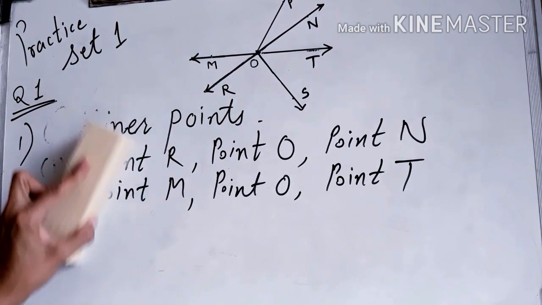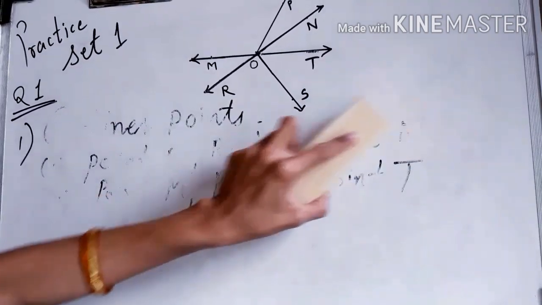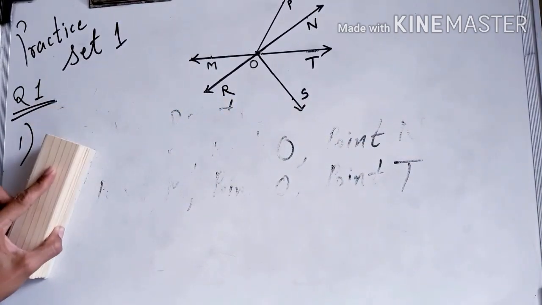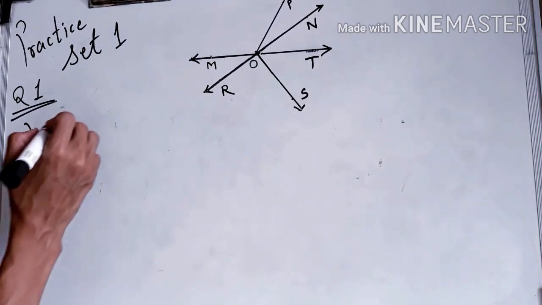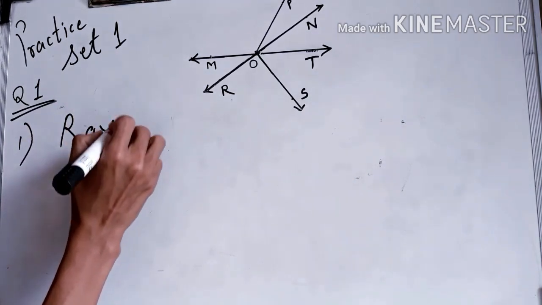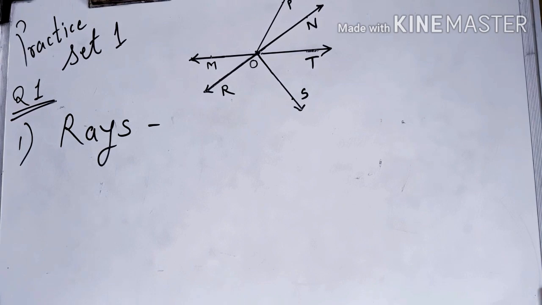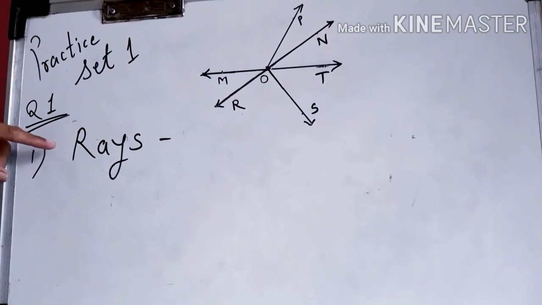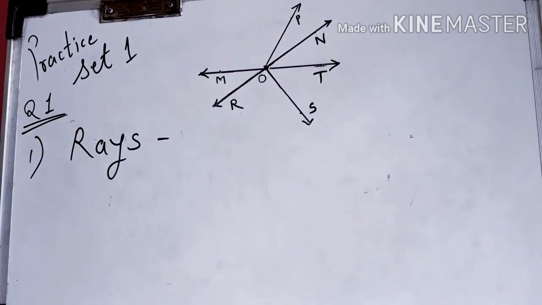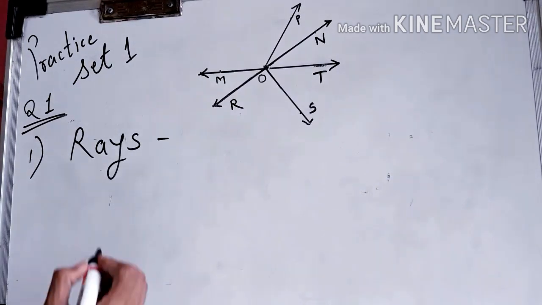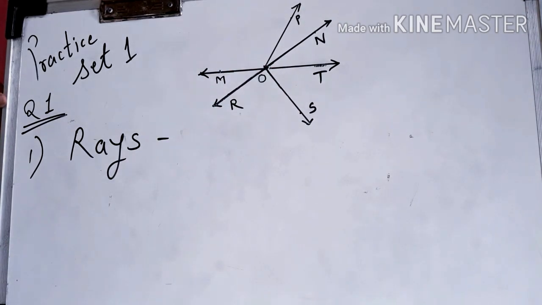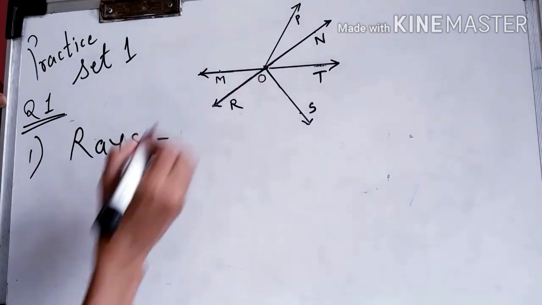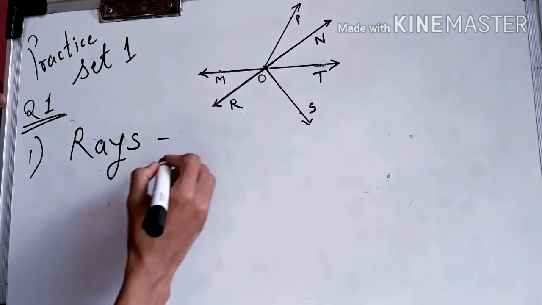Our second point is, in this figure, you have to find the rays. So what is meant by rays? A ray has one starting point, that is its origin, and it goes forwards towards one direction. That means here in this figure, let's start from point O. Point O will be the origin here. So which are the rays?